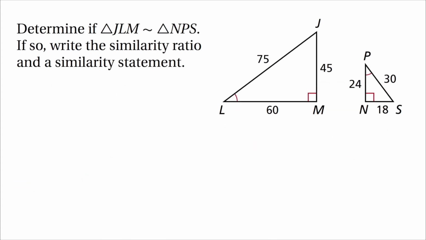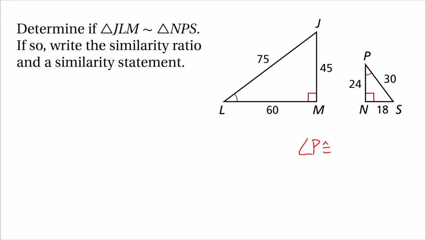We want to determine if JLM is similar to NPS, and if so, we write the similarity ratio and a similarity statement. So let's talk real quick about what this similarity ratio is going to end up being. First off, we have to figure out if it's similar. So what we have to do is figure out if all of the angles are similar.